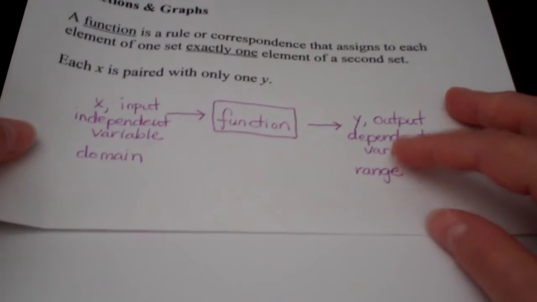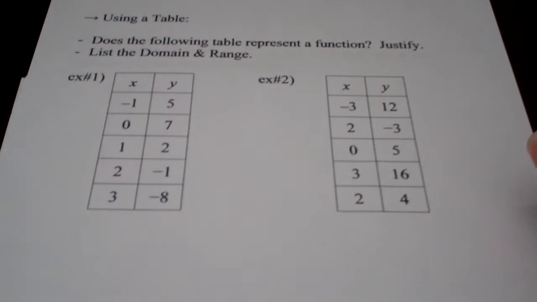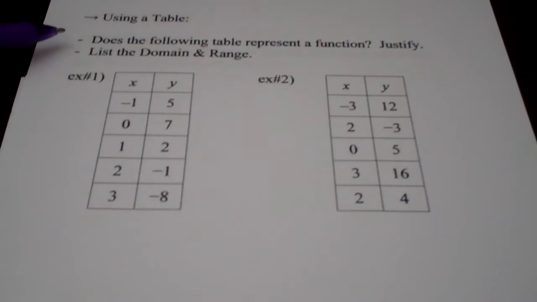And we could talk about functions with words. Okay, another option would be using a table. So here's a couple examples that show a table. You could take a second and copy these down if you want. What we're going to do with these tables, we want to answer the question, does the following table represent a function? Of course, we want to justify our answer, and then we want to list the domain and range and talk about what that looks like. So if we look at these two tables, take a second to look at those. Pause if you need to copy them down.